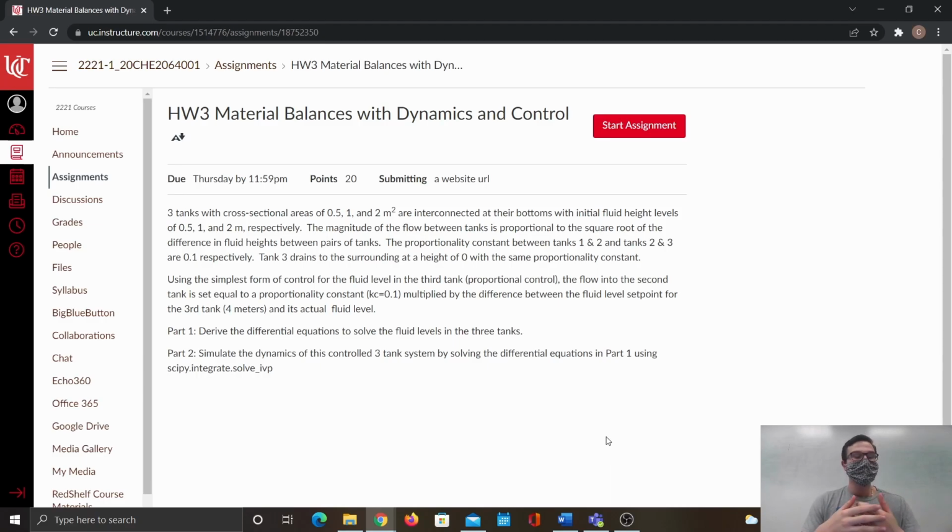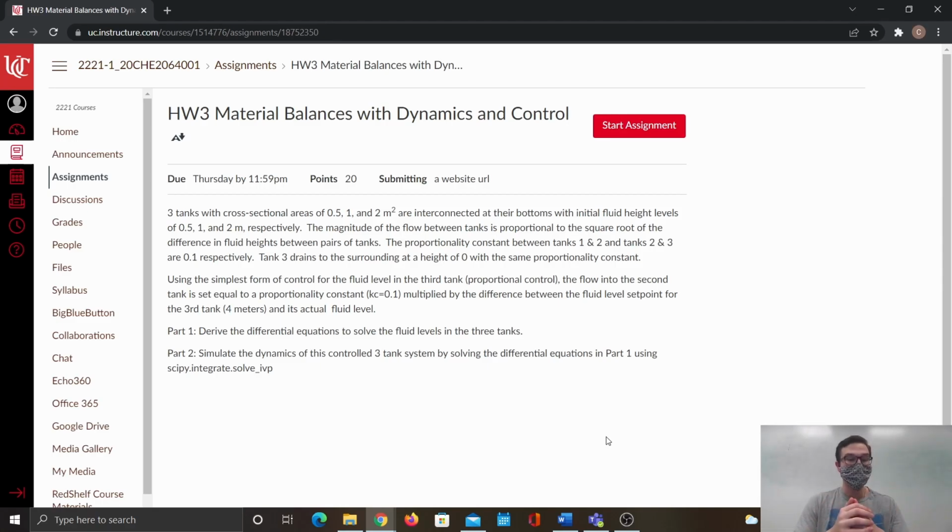So, the situation is 3 tanks with cross-sectional areas of 0.5, 1, and 2 meters squared respectively are interconnected at their bottoms with initial fluid height levels of 0.5, 1, and 2 meters respectively. The magnitude of the flow between tanks is proportional to the square root of the difference in fluid heights between pairs of tanks, and the proportionality constants between tanks 1 and 2 and tanks 2 and 3 are 0.1 respectively. Tank 3 drains to the surroundings at a height of 0 with the same proportionality constant.